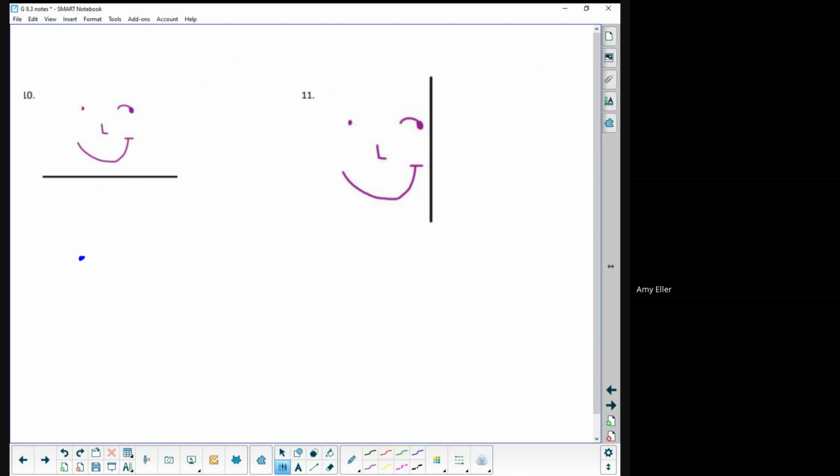Now you have to be careful with this right here. A winking eye. We can't just do this because that would be a translation. If I slide it down, that's the way it's going to be oriented. I'm not sliding the eye, I'm flipping it over. So I have to imagine if I flip that over, what it's going to look like. It's actually going to be that direction.